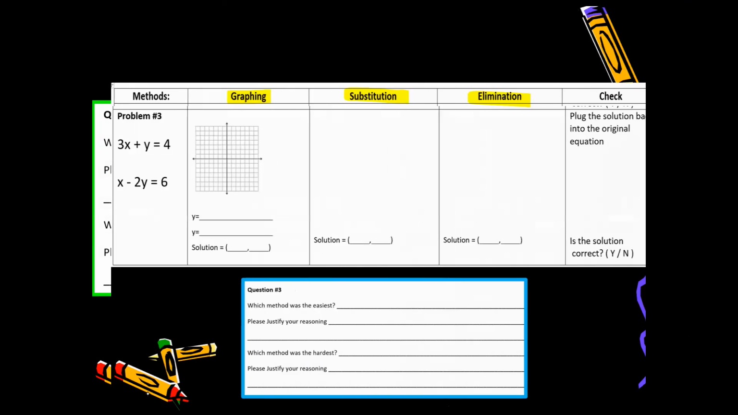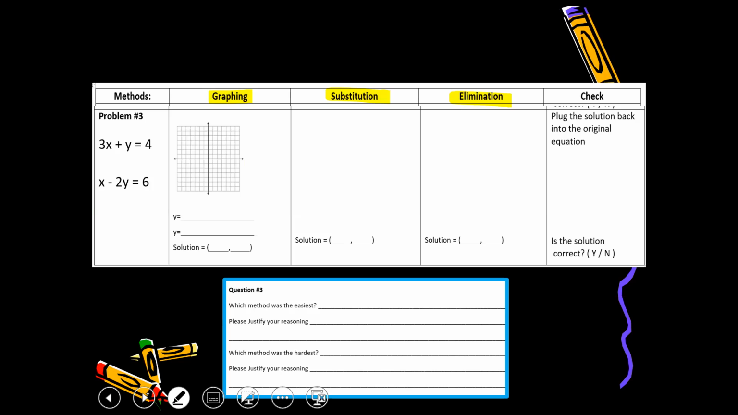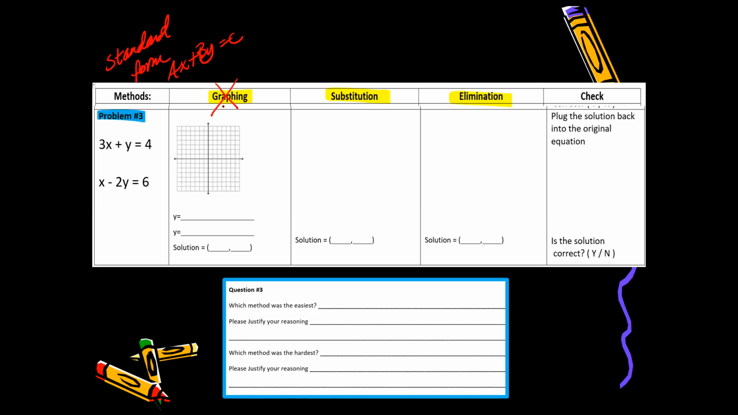All right, let's go on to the last example. Looking at problem number 3, notice that both of the equations are in standard form, which is Ax plus By equals C. So probably not graphing because you will have to solve for y. Probably not substitution because you will have to have either an x equals or a y equals. And most likely it's just going to be elimination.